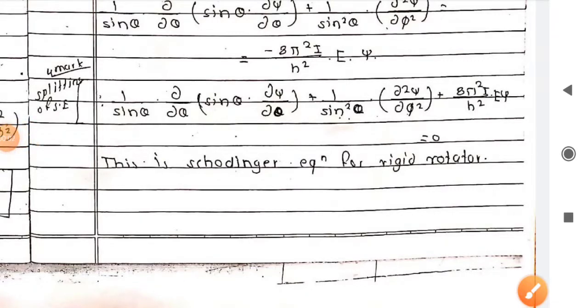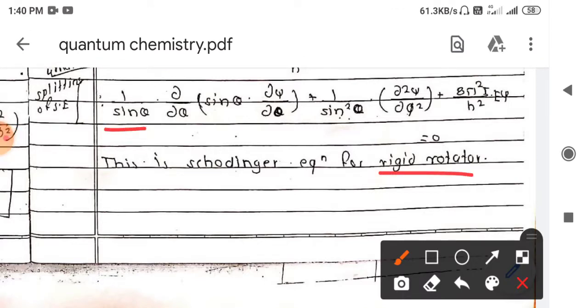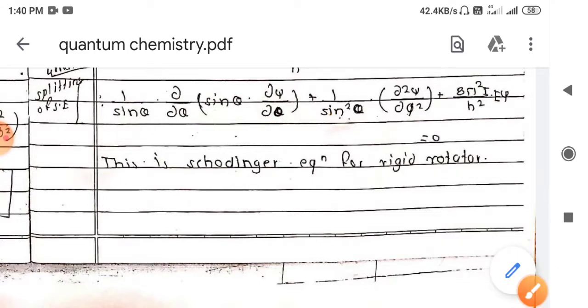So we have obtained the Schrodinger wave equation for the rigid rotor, which is: 1 upon sine theta into ∂/∂theta of sine theta into dψ/dtheta, plus 1 upon sine square theta into d²ψ upon dphi square, plus 8π²I upon h² into Eψ. Okay, so this is the equation for the rigid rotor.